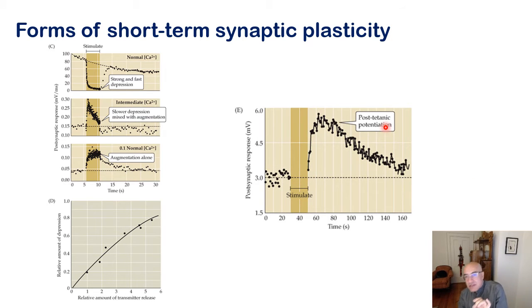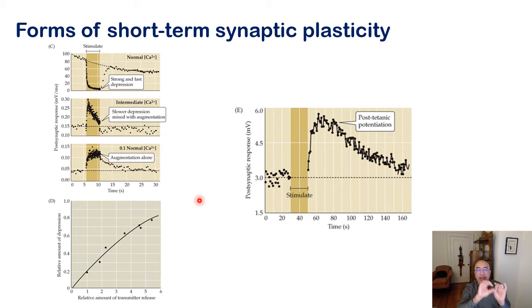Now, there's another form. So these are the forms of short-term synaptic plasticity that we get generally. We have depression, which happens at a time scale of tens of milliseconds to seconds. We have facilitation that happens on the time scale of tens of milliseconds. And if it goes to the time scale of seconds, we call that facilitation augmentation.